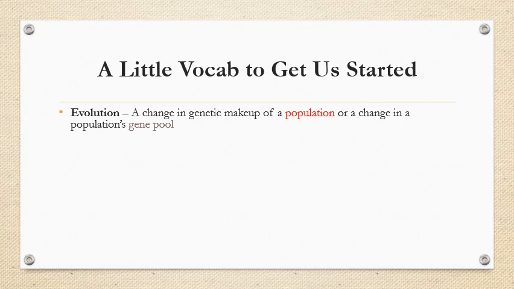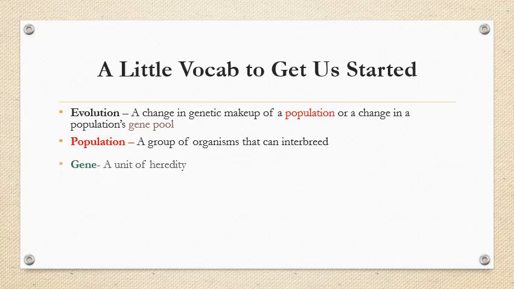So we define evolution as a change in the genetic makeup of a population or a change in the population's gene pool. You may often see it referred to as change below the species level or a change in the allele frequencies within a population. We define a population as a group of organisms that can interbreed, and they're typically living in a localized area. A gene is a unit of heredity, and genes, of course, will carry instructions for producing polypeptides and RNA molecules.